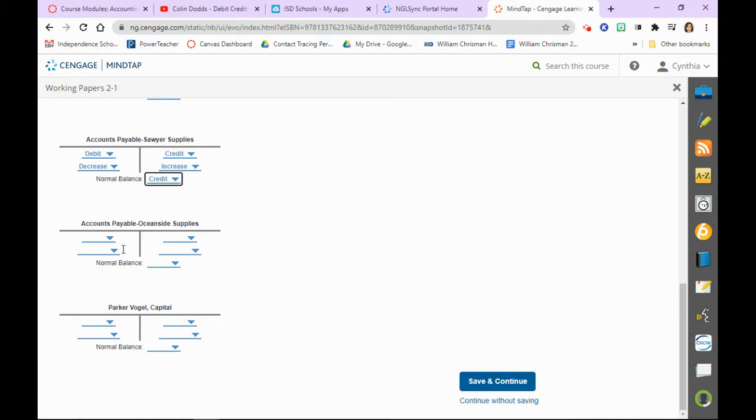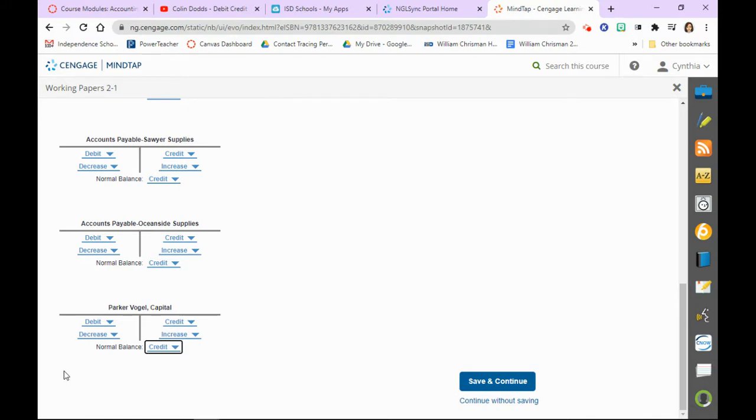Another accounts payable account, again, debit's always left, credit's always right. But because it's a liability, it will increase on the credit side and decrease on the debit side and have a normal credit balance. Capital also falls on the right-hand side of the accounting equation. So debit left, credit right. It will increase with a credit, decrease with a debit, and have a normal credit balance.